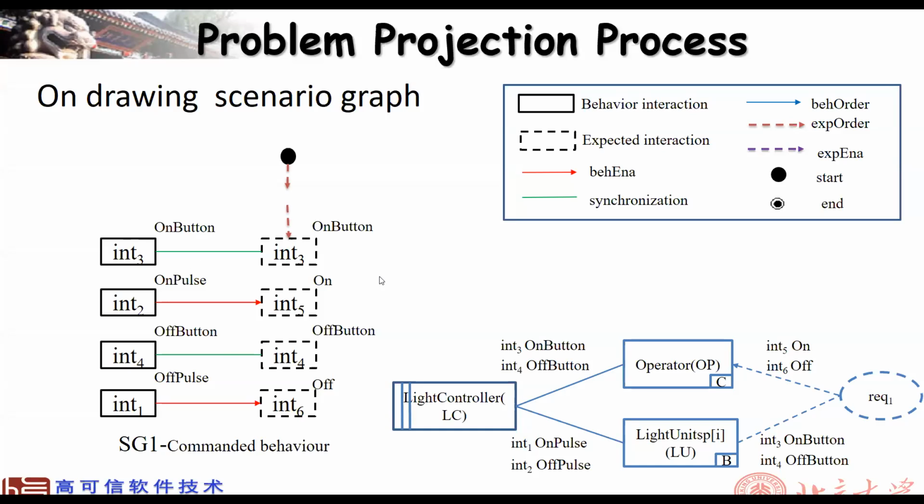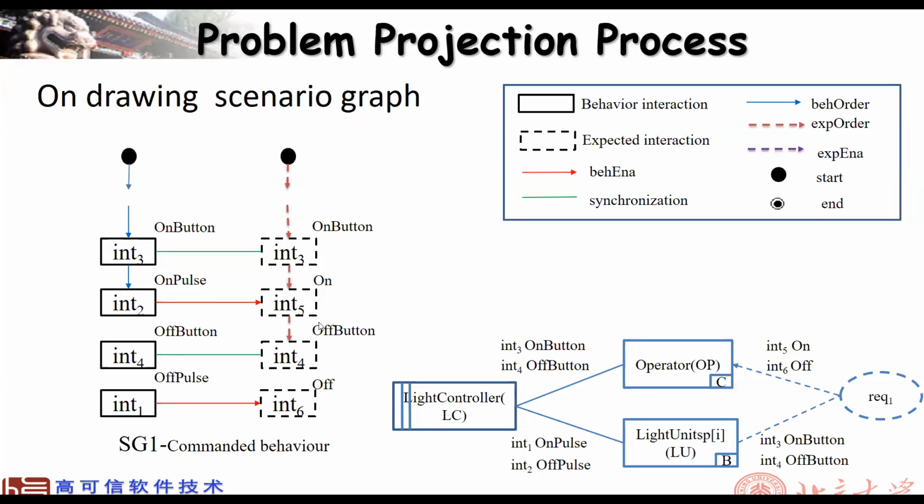And then second, on the behavior interaction, the two will correspondingly add something likely in the expected interaction. If you get the on button, then you expect the light unit will be on. Okay, then it will be on. And then in the behavior interaction, there will be a sequence between the on button and on pulse.